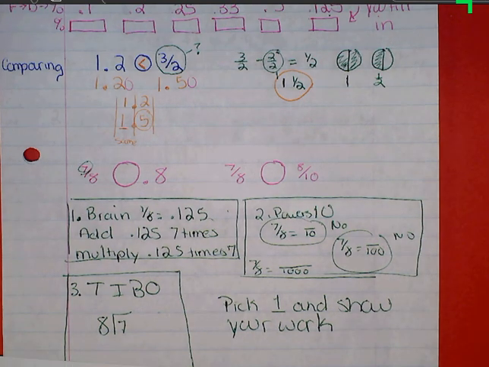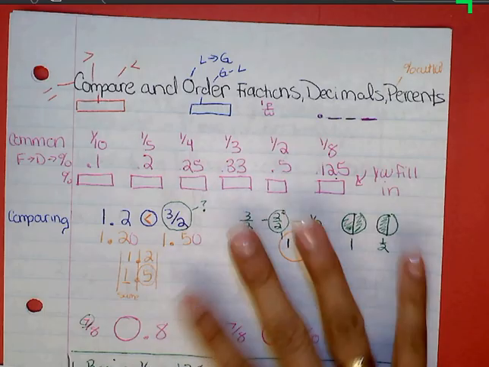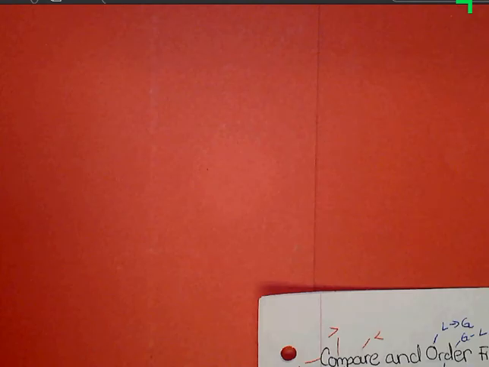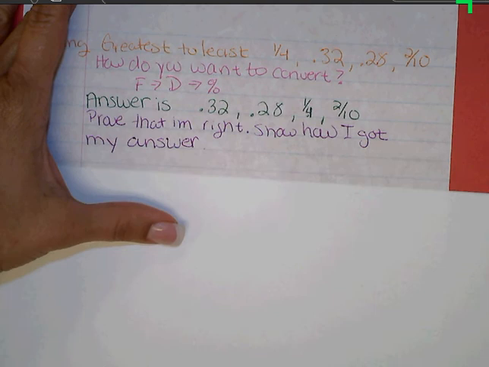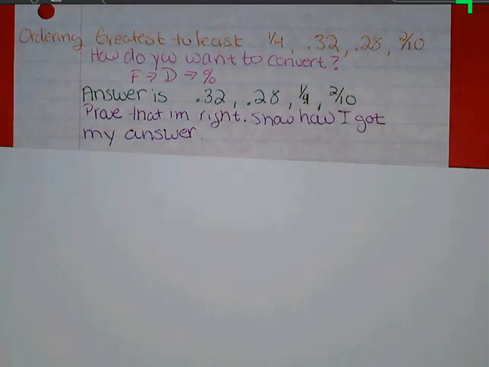Okay? Moving on to the last part of our notes. Again, we talked about compare and order, and we've only talked about comparing. So we still need to do ordering. Okay. So one of the ways they're going to ask you to do ordering is, of course, from greatest to least or least to greatest.